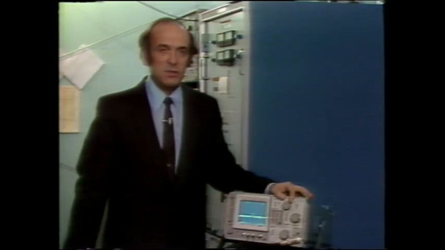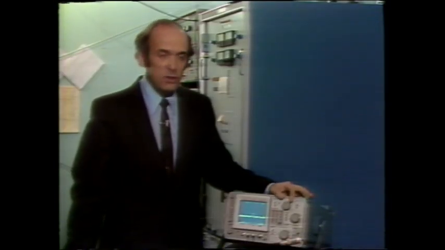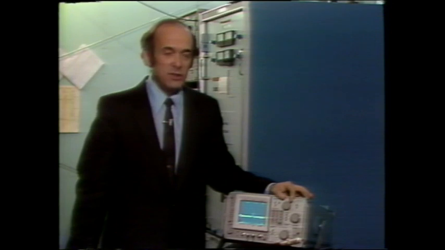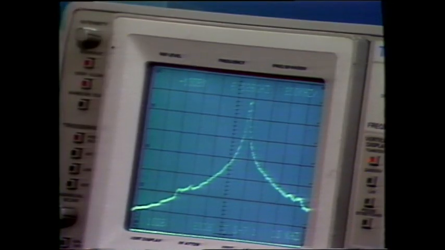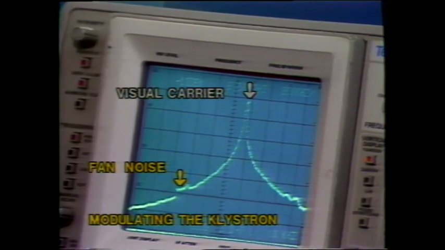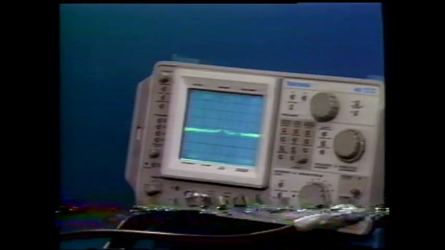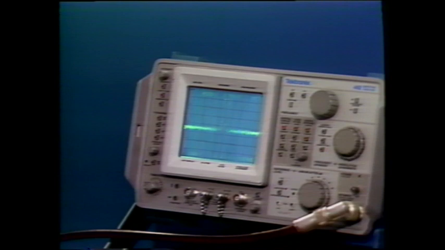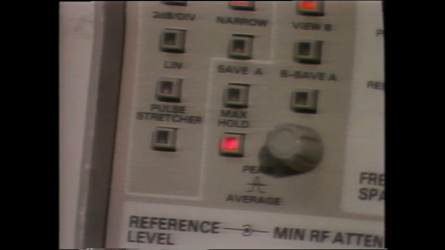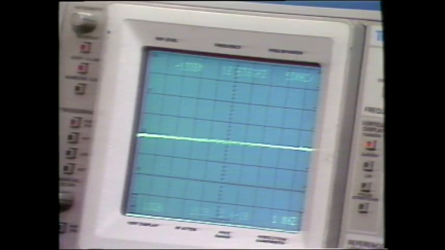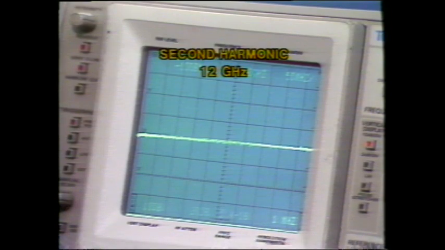To observe and measure spectral purity, set the instrument to 200 kilohertz per division, and as you can see, the trace is quite clean. This noise, 600 kilohertz from the carrier, is assumed to be fan noise. This same analyzer setup is used to detect any spurious signals or intermod products. In this case, max hold is used so the signal may be observed over an extended period of time. Changing the center frequency to 12 GC lets the operator look for the second harmonic. In this case, there is none.